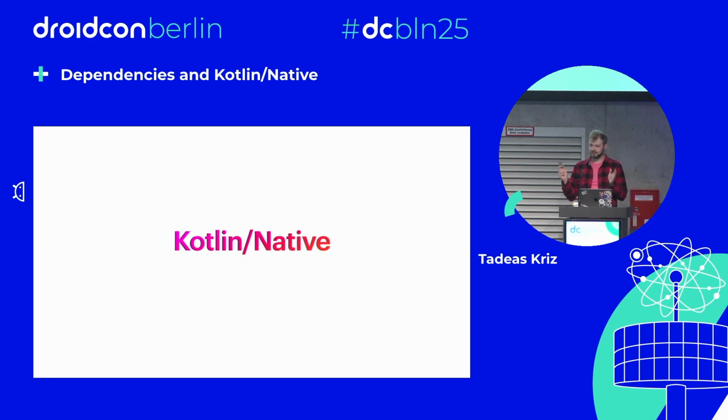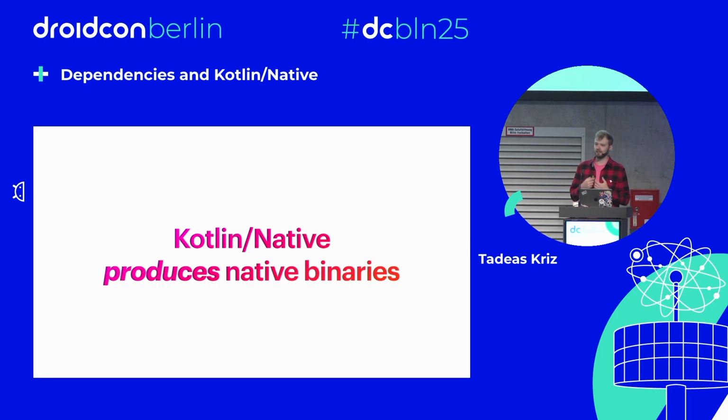Now that we've seen the differences between regular JVM and native, let's take a look at Kotlin Native and how it comes all together. I like to say that Kotlin Native produces native binaries, not that Kotlin Native is native. Because there's a slight distinction in those two that hopefully will be noticeable when we go through it.